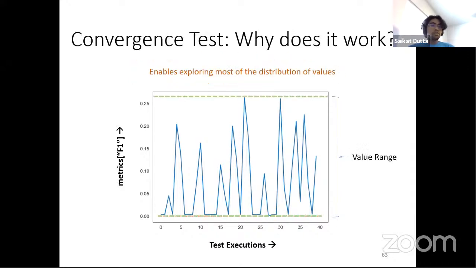So why does the convergence work at all, and why is this a good choice? The convergence test helps us explore most of the distribution of values and helps us build a more accurate representation of the variable being observed. And it forces us to collect more samples if there is some instability in the initial part of the collected samples.